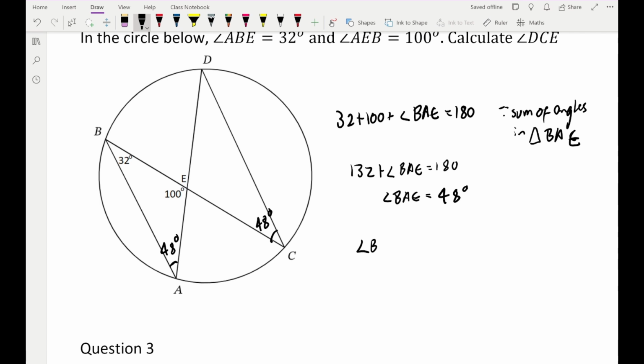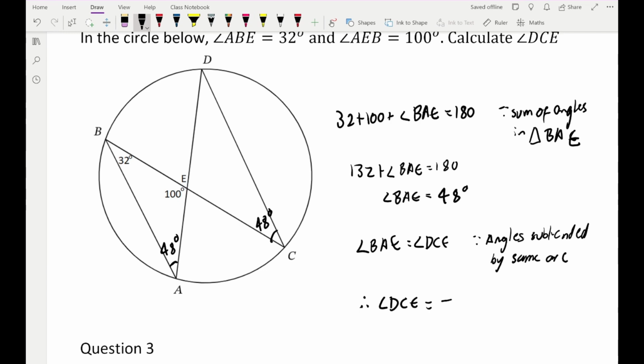So angle BAE equals angle DCE, because angles subtended by same arc. Therefore, angle DCE, which is the one they're asking for, is 48 degrees. Cool stuff. Turns out there's a couple ways to go about this proof. This is probably the easiest one though.